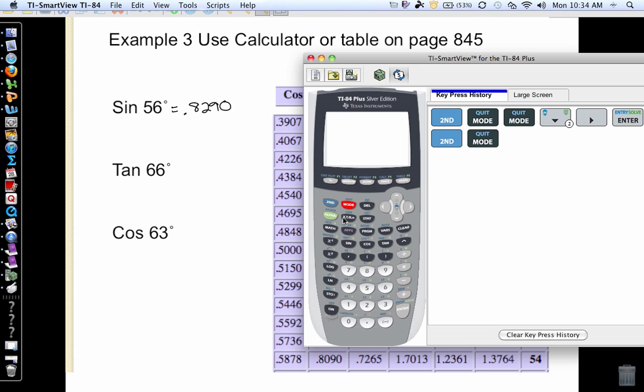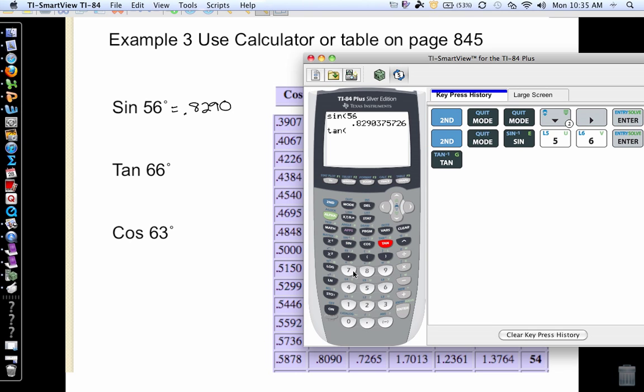All right, so once you have done that, now we're going to go ahead and quit out of there. And we can type in sine 56. So for this particular calculator, I hit sine first, 56, and then hit enter. And you notice it says 0.8290, which is what we found on our table.